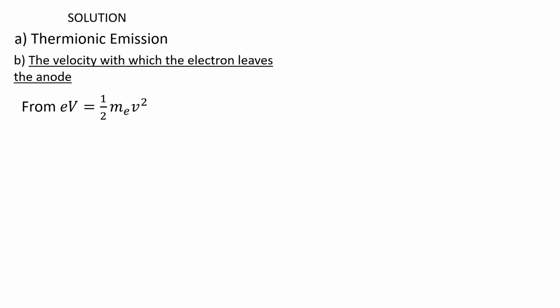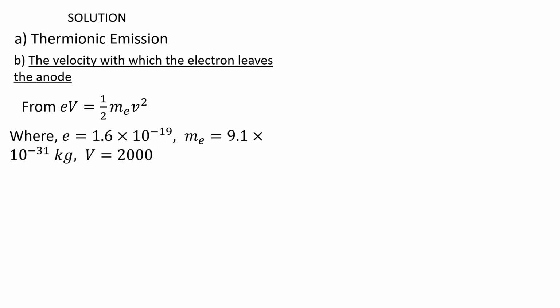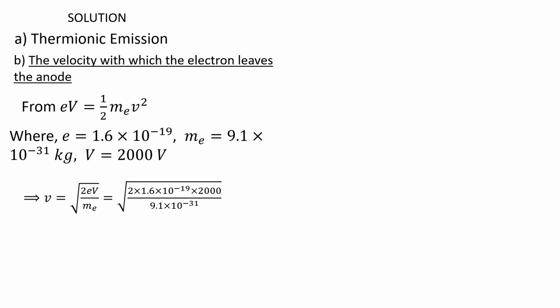That capital V there stands for the voltage, where e is equal to 1.6 times 10 to the negative 19 coulombs, m_e is equal to 9.1 times 10 to the power negative 31 kilograms, and V, that is capital V, is 2000 volts, the voltage given. So we make v the subject of the formula. We get v equals the square root of 2eV all over m_e, and we just replace our data to get the answer as 2.65 times 10 to the 7 meters per second, and that is the value of the velocity.